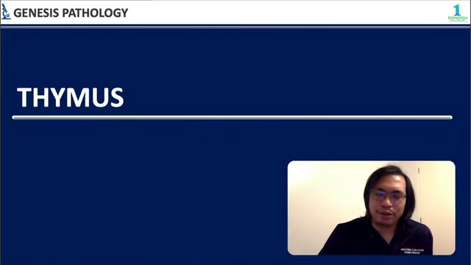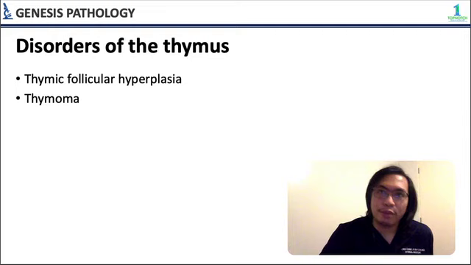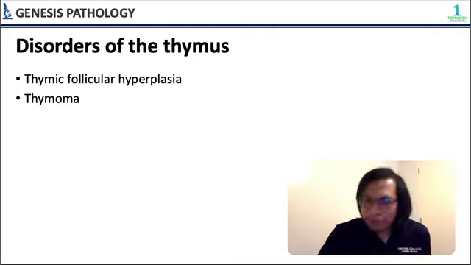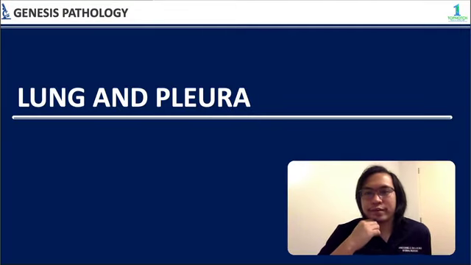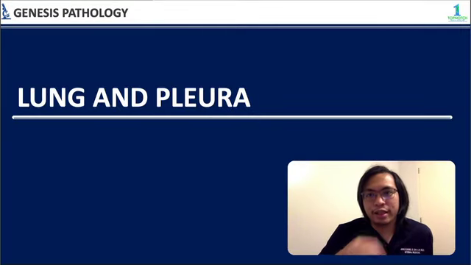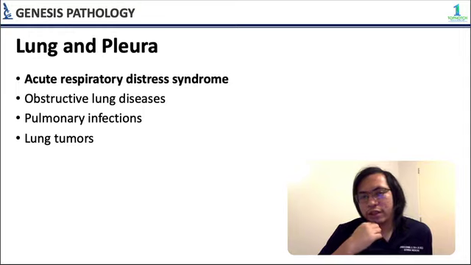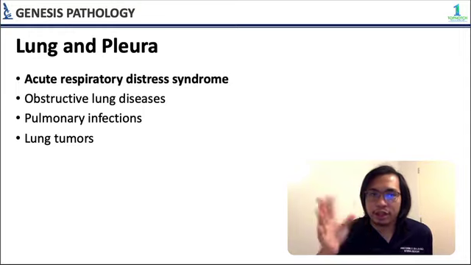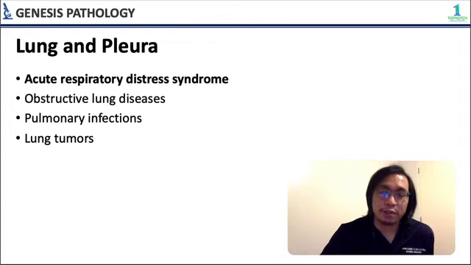Okay? Thymus, isa lang yung masasabi ko dito, thymoma. Thymoma is associated with your pure red cell aplasia and your myasthenia gravis. Okay? Now, let's move to the lung and pleura. So, let's first talk about your acute respiratory distress syndrome. Then, let's talk about obstructive lung disease, pulmonary infections, papiaw lung, and your lung tumors.